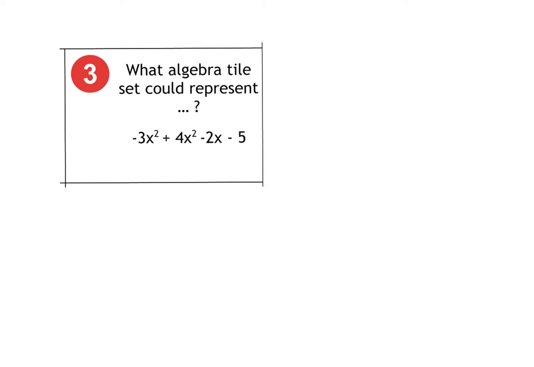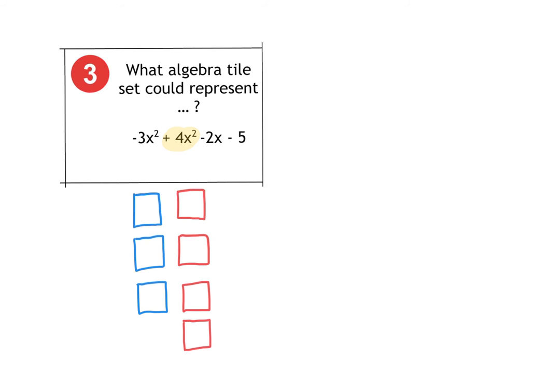To draw a set of algebra tiles for this expression, we'll need to begin with a negative 3x squared. We'll use blue to represent the fact that it's negative, and we will have big squares to represent the fact that it's x squared. We'll have 3 that are blue. The second part of the expression has 4x squared, and it's positive, so we're going to need red squares. We'll need 4 of them.